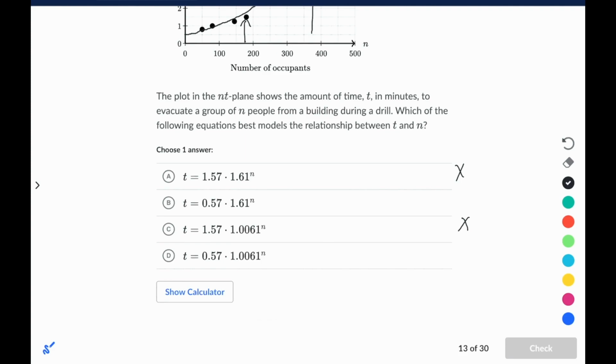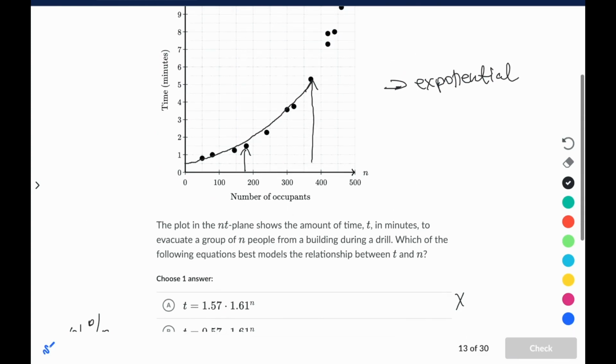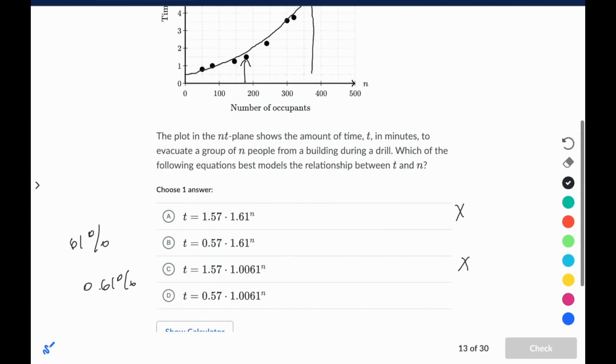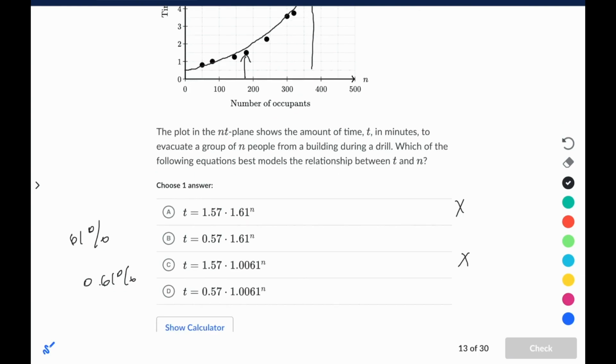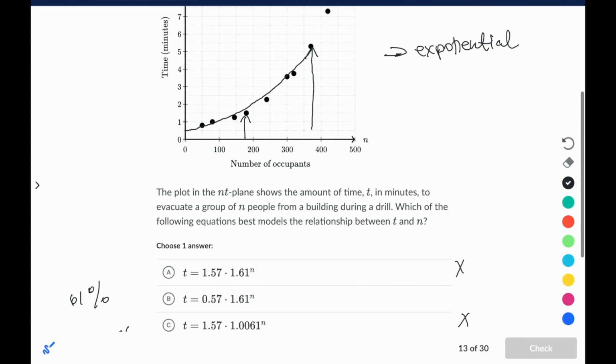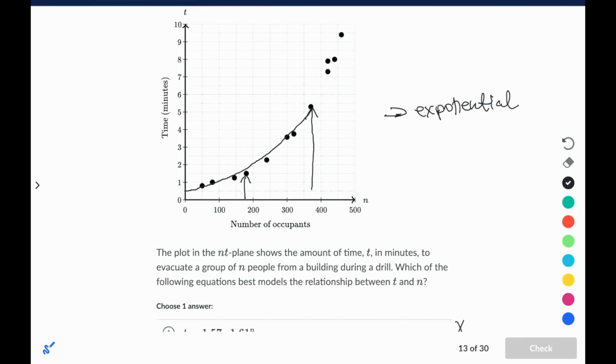And now it's either B or D. Now we need to find the coefficient by which it is changing. A is assuming that it's increasing by 61%, and B and D are assuming that it is changing by 0.61%. Let's see which one is actually correct. Let's use B for a certain value. So let's take, what can we take?